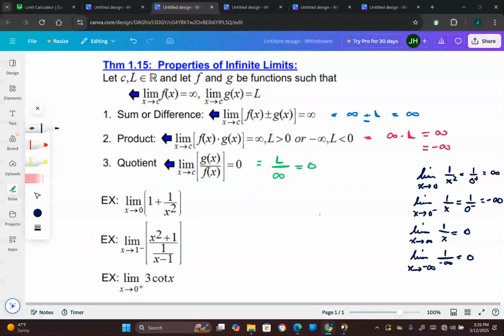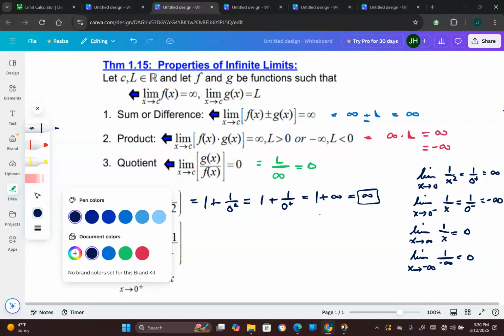So let's talk about some of these properties here that are on this screen. How do we do limits that involve something over 0 or something over infinity? Well, when we do this first problem, I have 1 plus 1 over 0 squared. So this is 1 plus 1 over a positive 0. When you square numbers, they're going to be positive, but those numbers are approaching 0. So this is going to be 1 plus infinity, which is infinity.